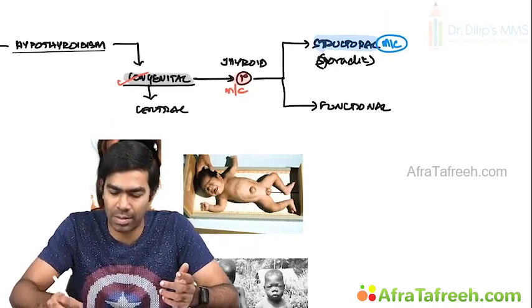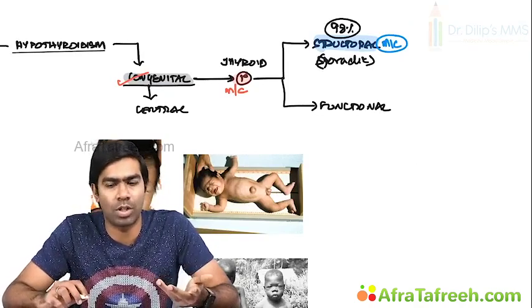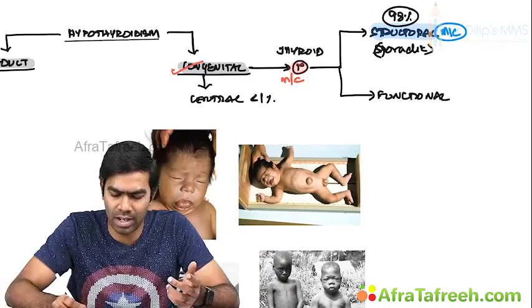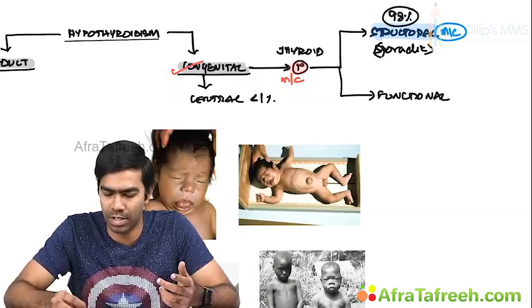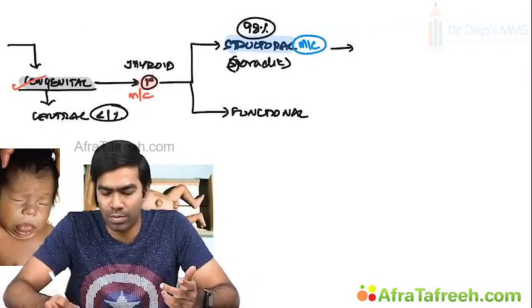Almost 98% of congenital hypothyroidism will be because of structural issues only. And central congenital is very, very rare, less than 1%. Let me tell you separately at the end. So the structural thyroid issues may be due to two reasons.